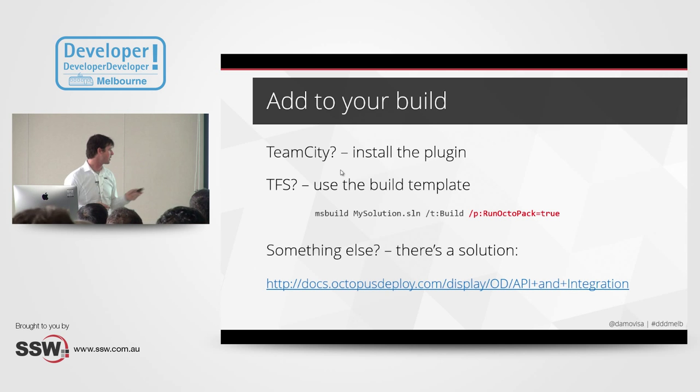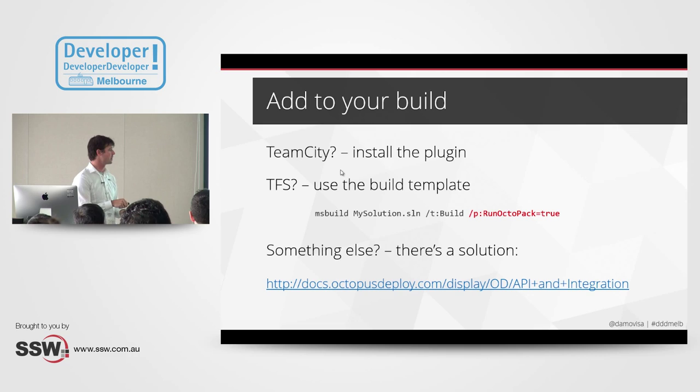So if you go to the documents, Octopus Deploy, and then have a look at API and integration, there's a list of build stuff that will do it. So it tells you how to do it in Bamboo, it tells you how to do it in Jenkins, and there's a handful of others as well. But ultimately, if you're using MS Build to build your process, all you need to do is have this argument at the end, and that will tell Octopack, if you've added that as a NuGet package and it's part of that build, to turn that into a NuGet package.